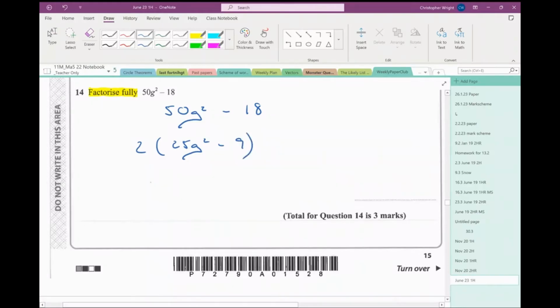Aha, that's the difference of two squares, isn't it? So 2 lots of 5g plus 3, 5g minus 3. So there is my answer. 2 lots of 5g plus 3, 5g minus 3.